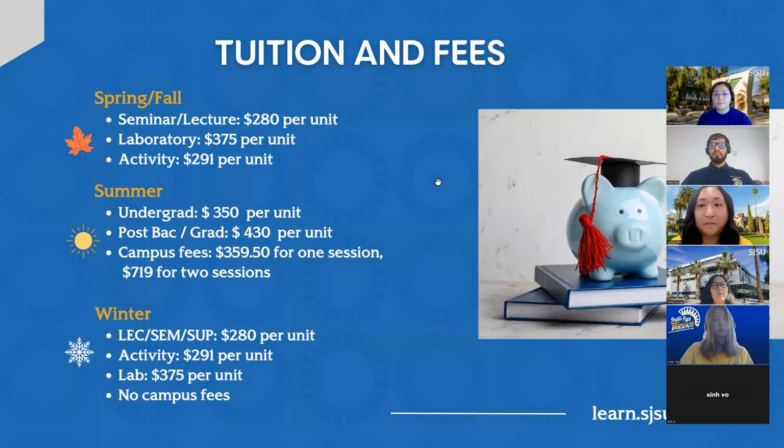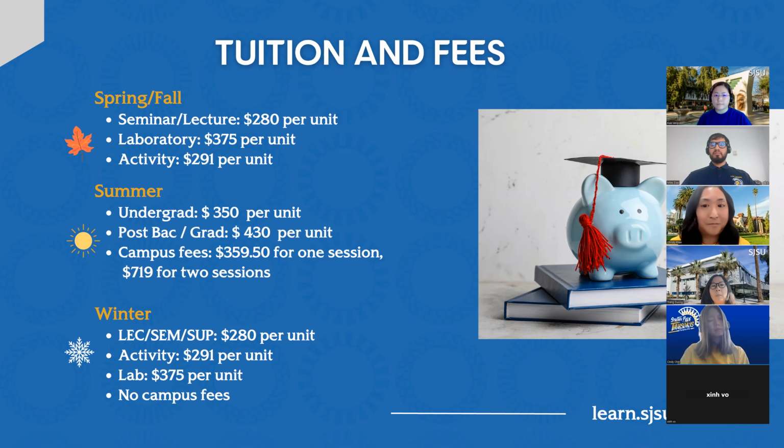Regarding the tuition and fees, each semester has different charges. For spring and fall, seminar and lecture will cost you $280 per unit. If your class has a lab portion, it will charge you $375. And if an activity is included, it will be $291. So just multiply each cost by the number of units that you take.